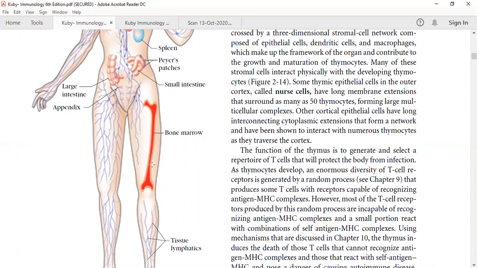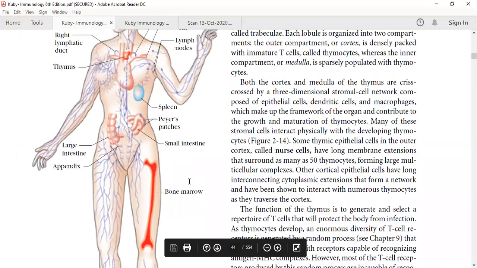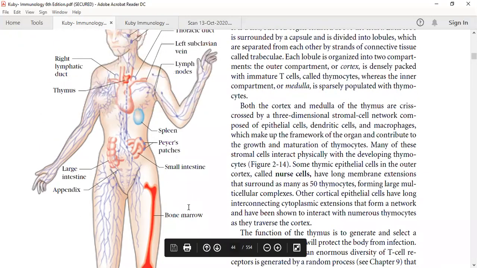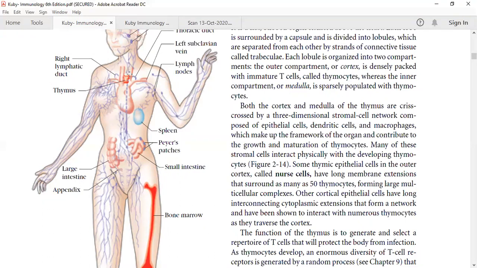First of all, the long bones of our body have bone marrow. In the bone marrow, the hematopoietic stem cells will give rise to a lymphoid progenitor cell. Those lymphoid progenitor cells move through the blood to this organ called the thymus, which is situated just above our heart. And here, the rest of the process will take place.